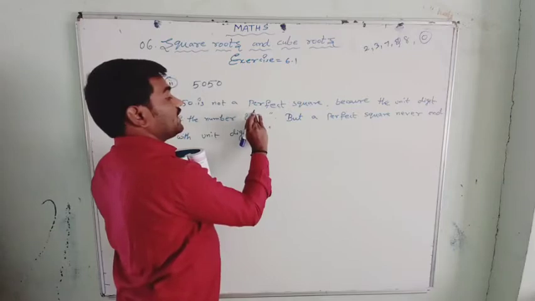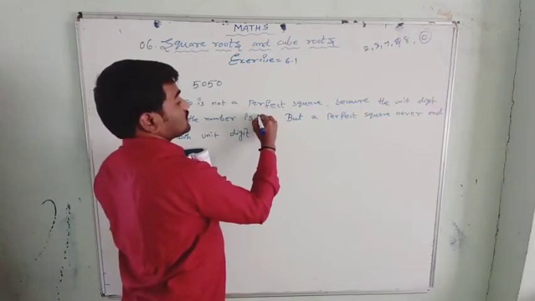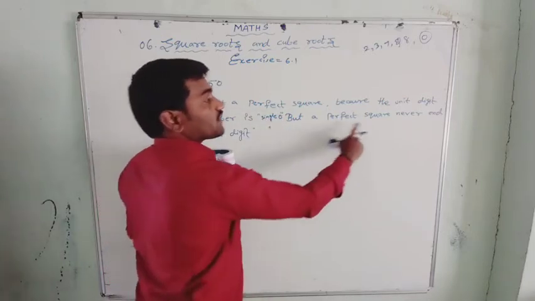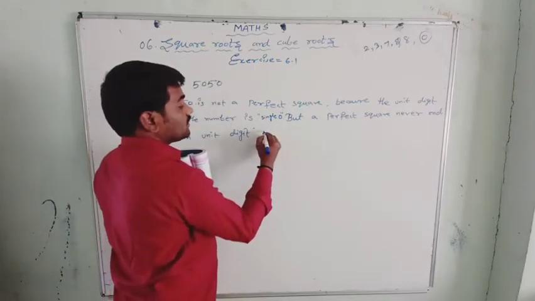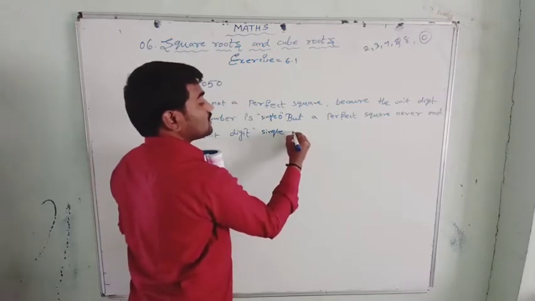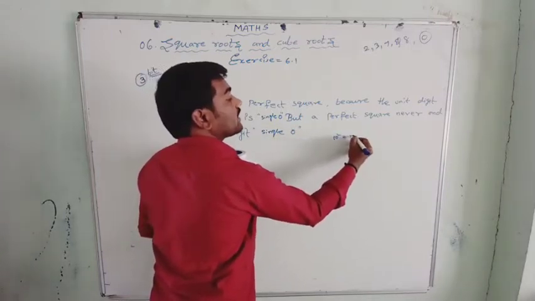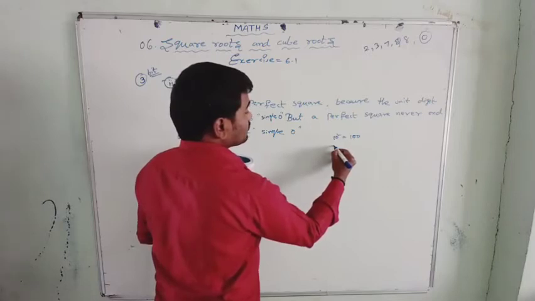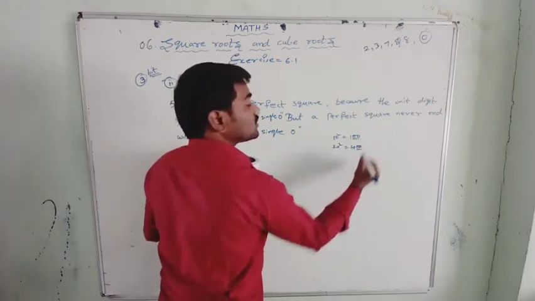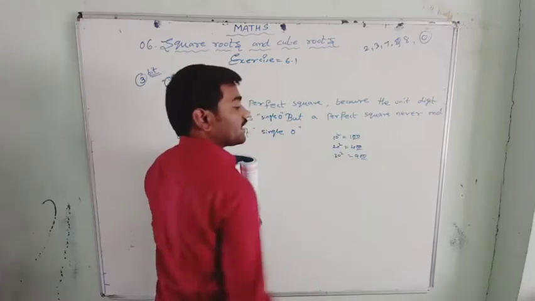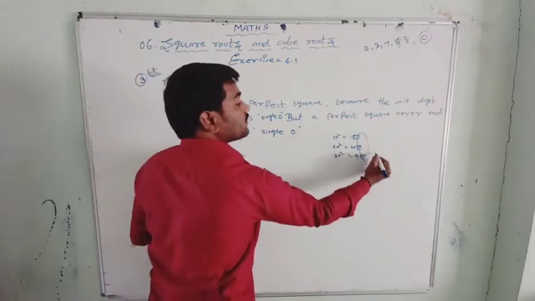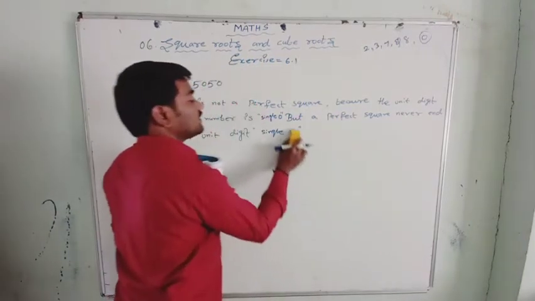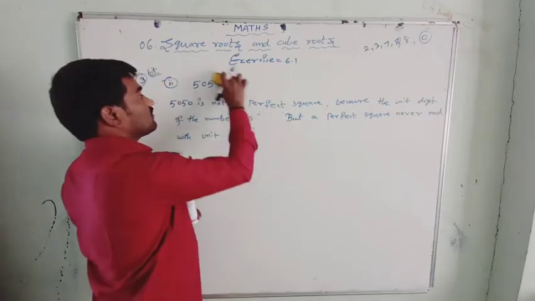single zero. A perfect square never ends with a single zero. See, 10 squared is 100, you get two zeros. 20 squared is 400, two zeros. 30 squared is 900, two zeros. But you will never get only a single zero in the unit place. Suppose 2560, it is not a perfect square. So if a number ends with only a single zero, it is not a perfect square. Directly we can say that.